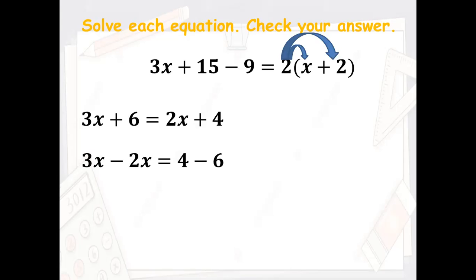So 3x minus 2x equals 4 minus 6. I don't need to keep saying how the signs have changed. You have to understand that when they change sides, the sign changes as well. Now this is only for addition and subtraction. The sign changes only for adding and subtracting. Okay, so 3 minus 2 gives you 1x. As I told you, don't write 1. It's always preferable to write x only. Then 4 minus 6 will give you a negative 2. So your answer is x equals negative 2.